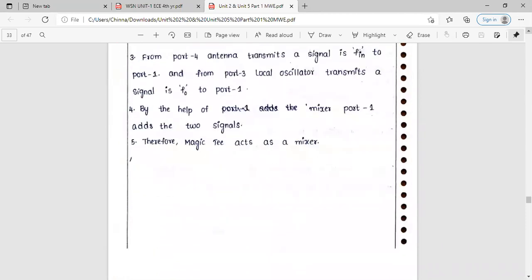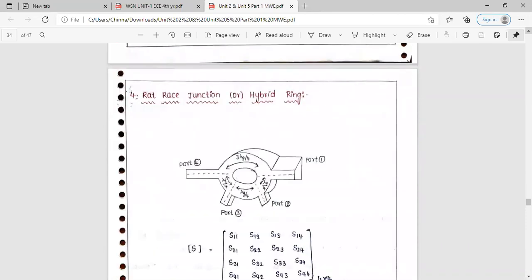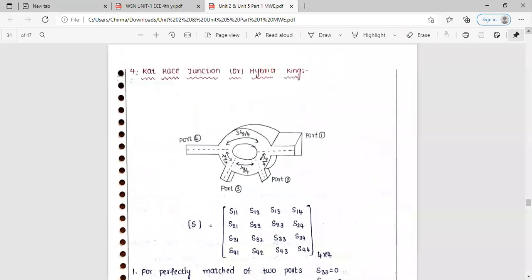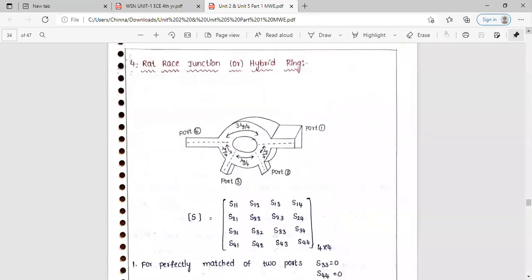Coming to the rat race junction or hybrid ring. The rat race junction and the hybrid ring are both the same, other names for the same thing. It is called a hybrid ring. Remember the magic tee as the hybrid tee. If a question gives two different rings, then compulsorily that is the rat race junction. Here it is a 4-port network. It is also a 4-port network.